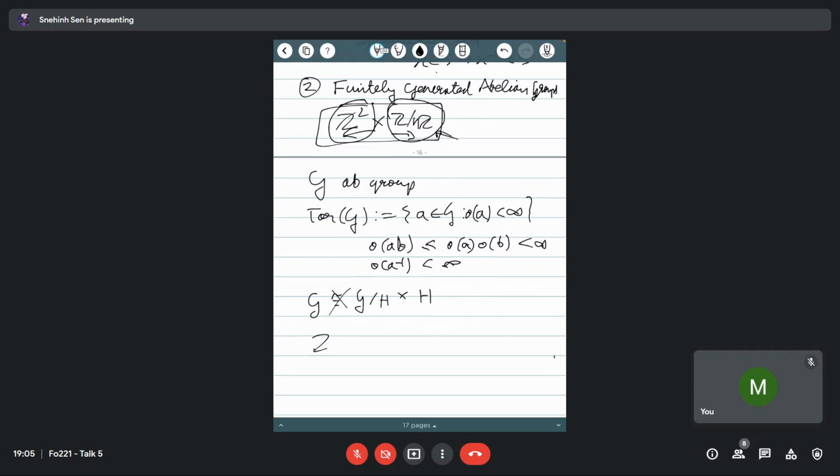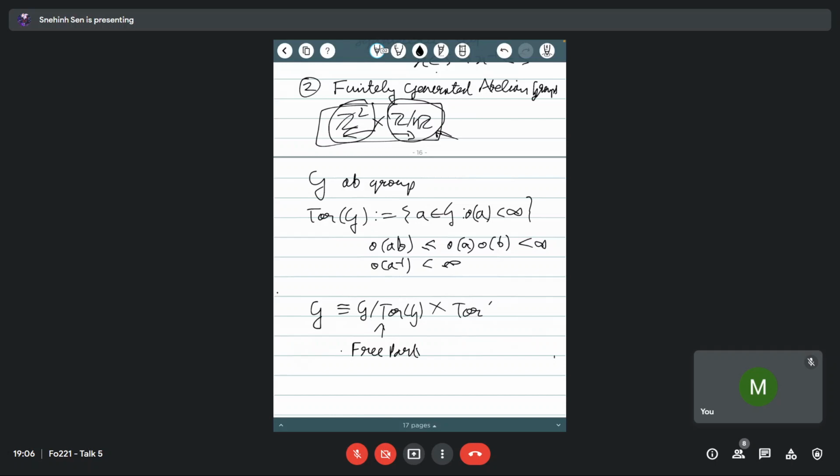For example, Z mod 4Z is not the same as... Z mod 2Z is inside Z mod 4Z using 2Z mod 4Z. But it is not true that it is isomorphic to Z mod 2Z cross Z mod 2Z. But over here, because of this distinctive nature, one has finite order elements and the other is kind of free, or there is no relation. You get G is isomorphic to G mod tau G times tau G. And this is called the free part.